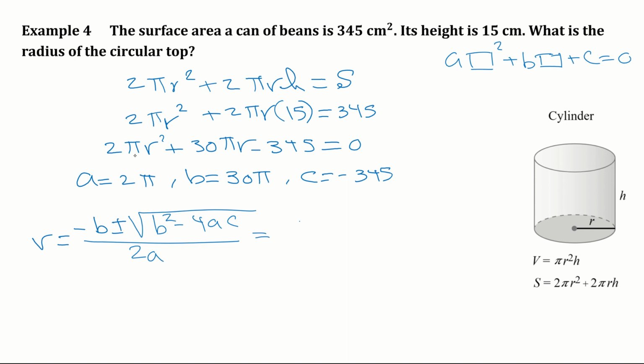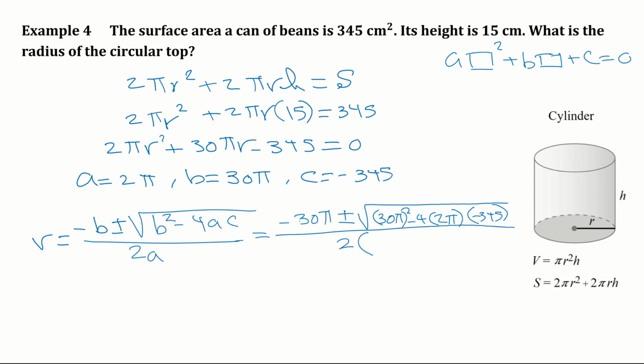Now carefully substitute. So negative B, that's going to be negative 30 pi plus or minus the square root of B squared, so quantity 30 pi squared, minus 4 times A, which is 2 pi, times C, which is negative 345. And we're going to divide that by 2 times A, which is 2 pi. So 2 times 2 pi in the denominator.